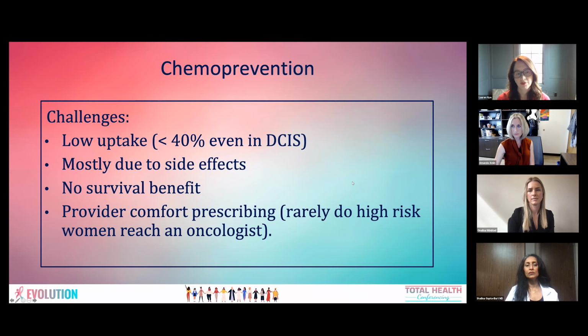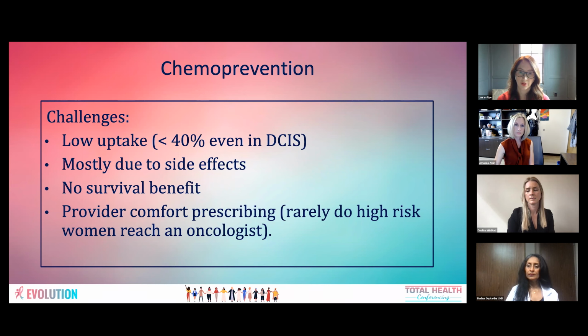The challenges with chemoprevention have been shown to be low uptake, so less than 40% of women, even those diagnosed with ductal carcinoma in situ, will be agreeable to take a chemoprevention agent, and this is mostly due to side effects and that there's no survival benefit. There's also a lot of challenge with provider comfort with prescribing these medications. Rarely do these women make it to a high-risk oncologist, and so we're really relying a lot on our primary care providers to prescribe drugs that they're not comfortable with.